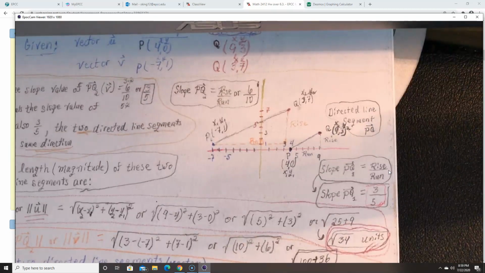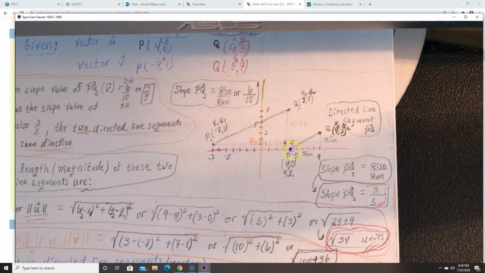So, how far is it from 4 to 9? Well, 9 minus 4. This is 1, 2, 3, 4, 5, 6, 7, 8, 9. So from P, which is at x equals 4, to right here is x equals 9. The distance is 9 minus 4, which is 5 units. And that'll be our run.